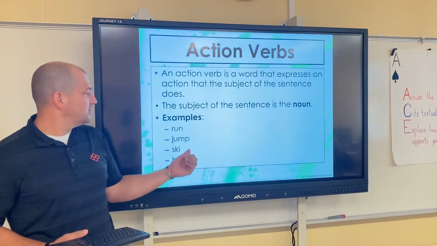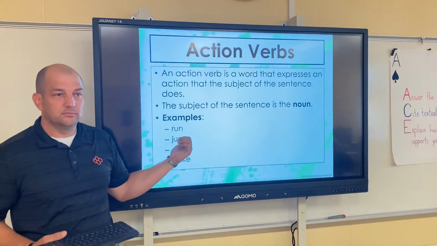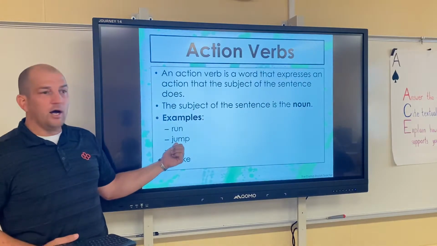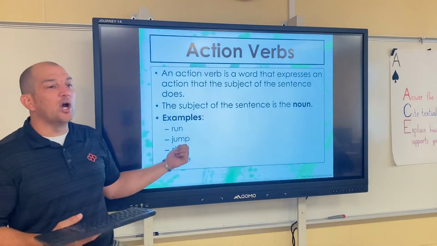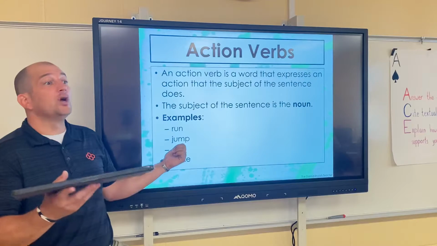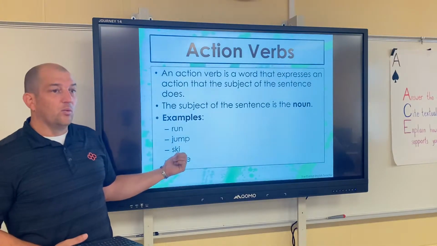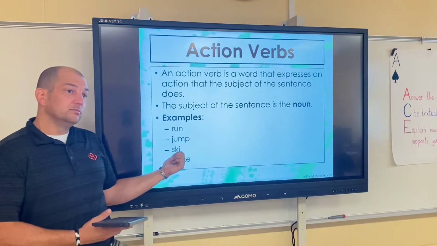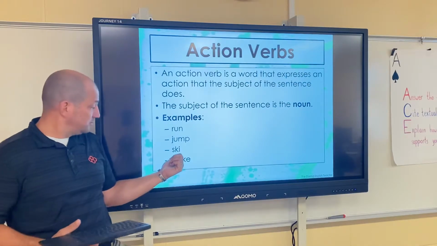During recess, I run on the track. You run. In the gym, we jump rope, or we jump for the basketball. When I was in Colorado, I was able to go ski.